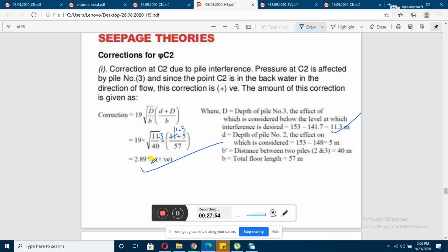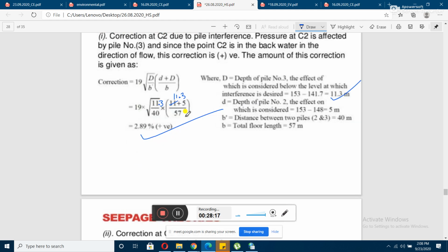So here, as the influential pile is on the downstream side, it will be a positive correction. Okay, I have repeatedly told you that if the influential pile is on the downstream side, it will be a positive correction, and on the upstream side it will be a negative correction. So this one will be a positive correction, you can see that. So just correct this, it will be 11.3.